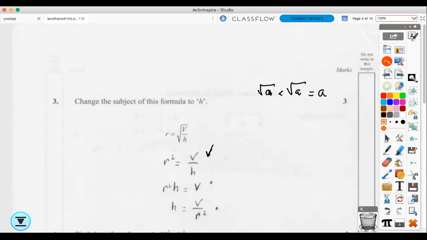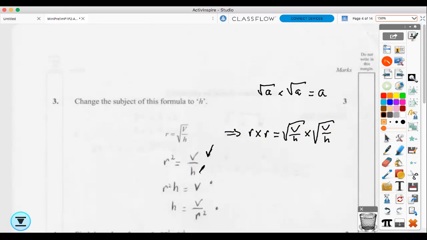Remember, you had one like this where you had to make the denominator not a surd, for example. That's why you were using square root of 5 times square root of 5. So it's the same thing. You need to do r times r and square root of v over h times square root of v over h. Basically, this is how you get rid of a square root. Okay, and that gives you this: r squared equals v over h.